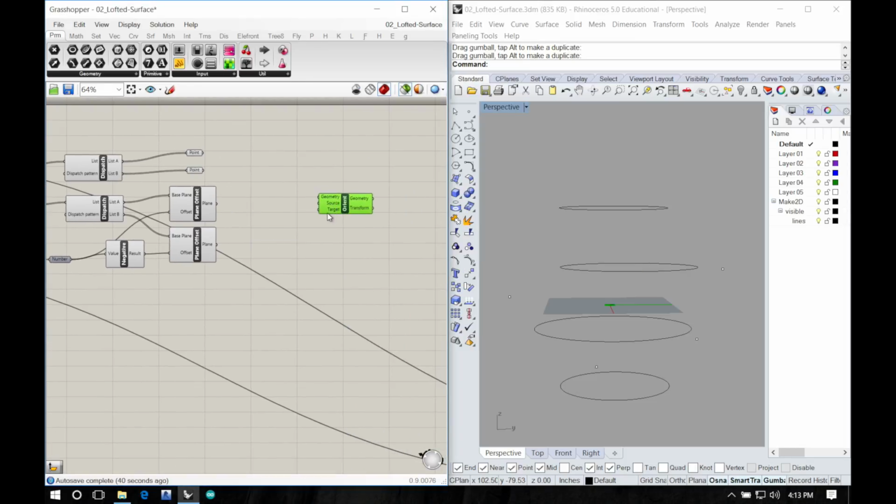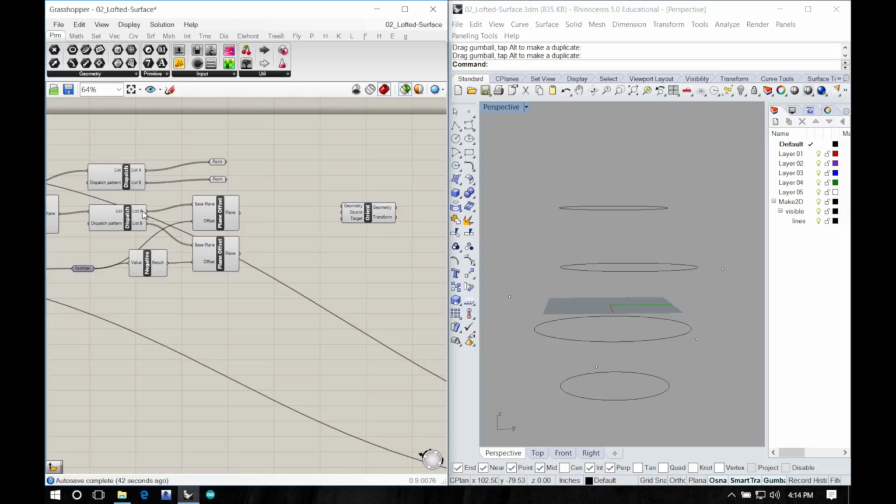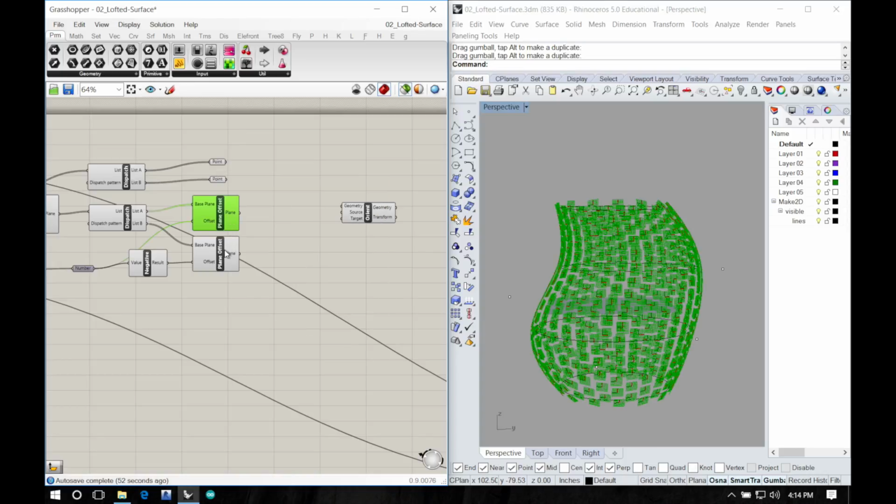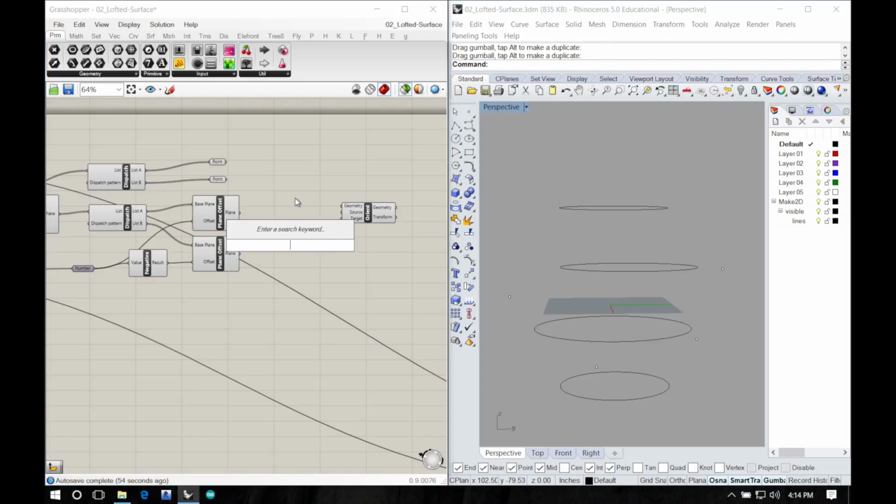We have our geometry, our source, and our target, and we can connect up our lists for our original planes, our original points, to where we want them to go. So I'm going to connect up point first, but I'm going to do it one list at a time so we can really see what's going on. So I'm going to connect our point to our geometry. I'm going to connect our plane offset.